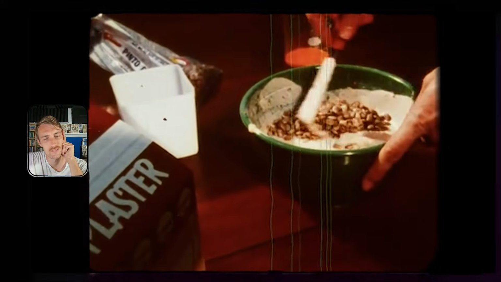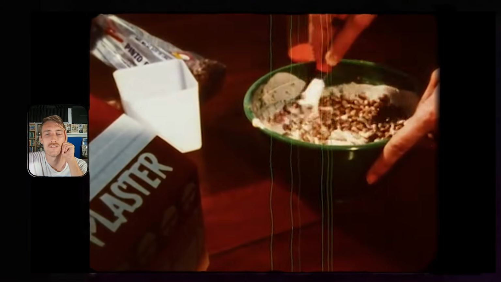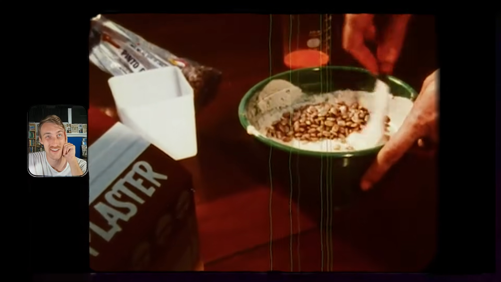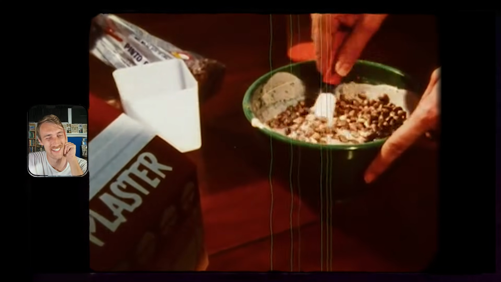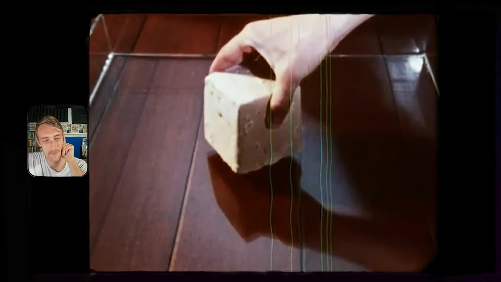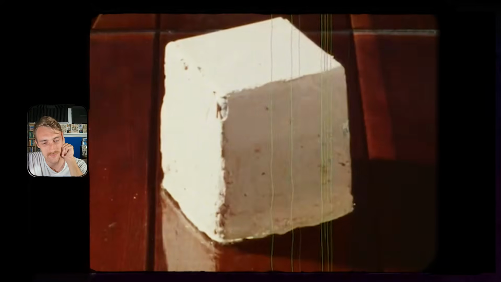Here, dry beans are being mixed in with wet plaster, which is then allowed to harden. I don't know what they're making, but I've never heard of this meal before. Dry beans and plaster? I just don't know what we're doing. Water will diffuse into the dry beans.